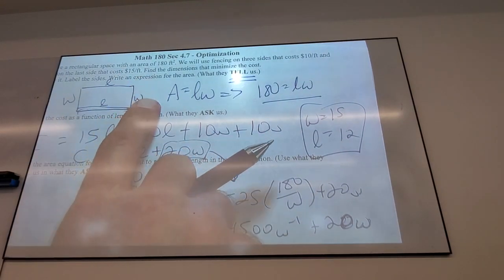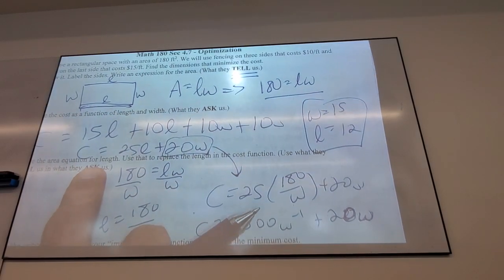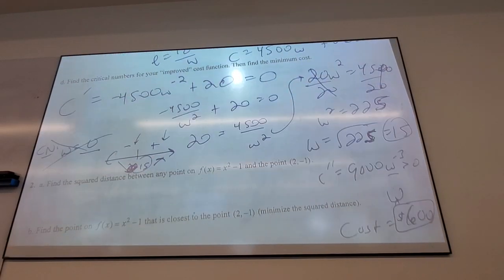These two sides are 15 and these two sides are 12. That's just reality. But when I bring cost into it, then it kind of has a different look to it. Then it's 300 this way, 300 that way. Okay, I'll stop. Look at this problem.